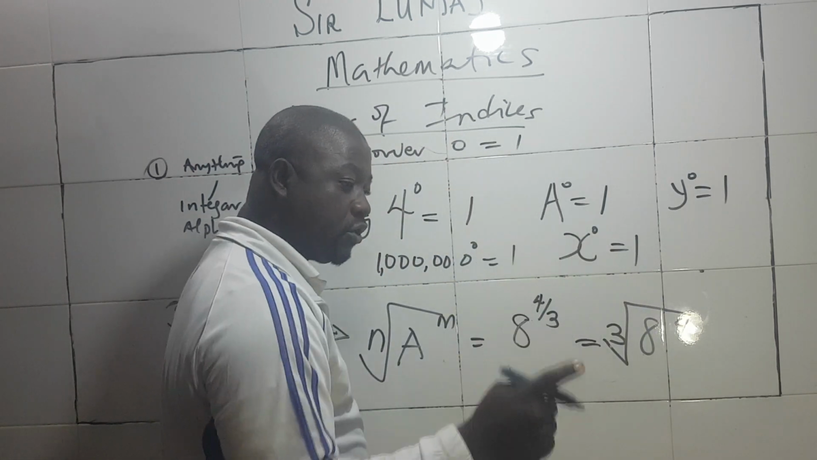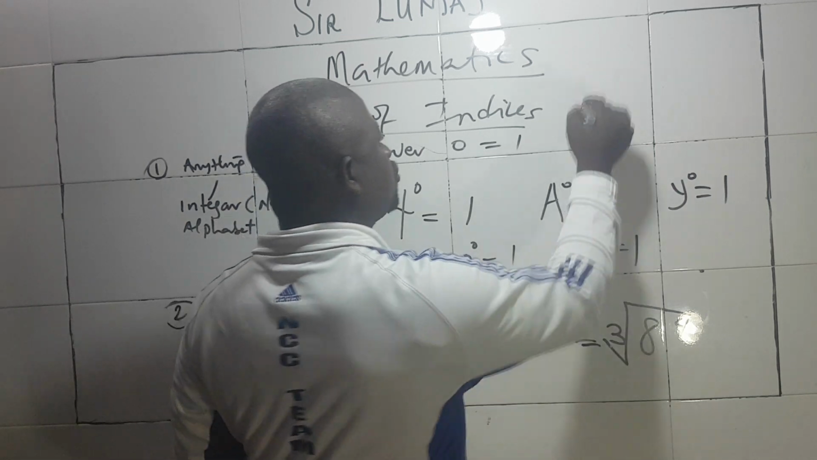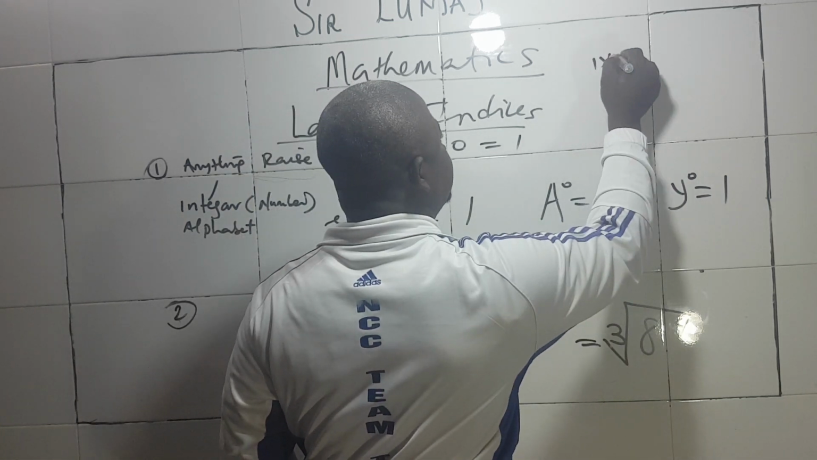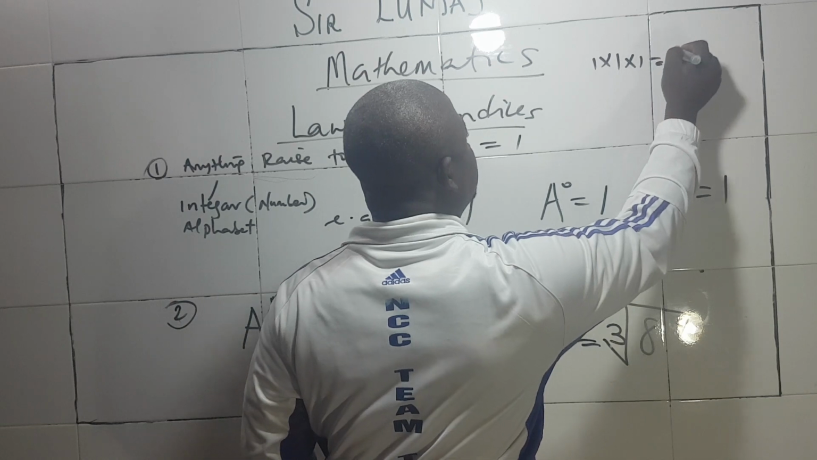Then you start from the first number, which is 1. If I say 1 times 1 times 1 is equal to what? 1.